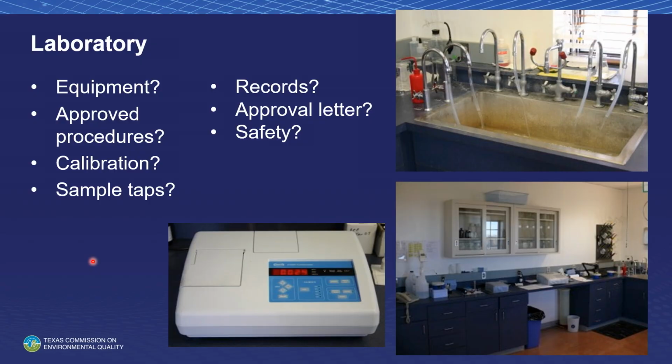What equipment do you have? Are you using approved procedures? Any tests that you run where you report the results to TCEQ have to be done using an EPA approved method, okay? Any test that you run for process control, you can use whatever method that you are confident will give you useful results. There is no standard method that is required for process control testing.